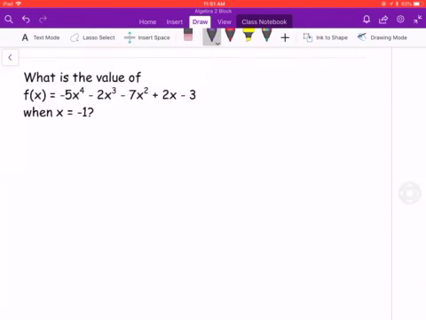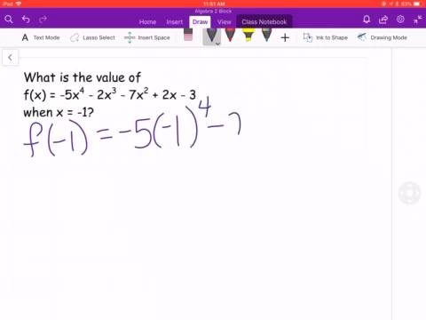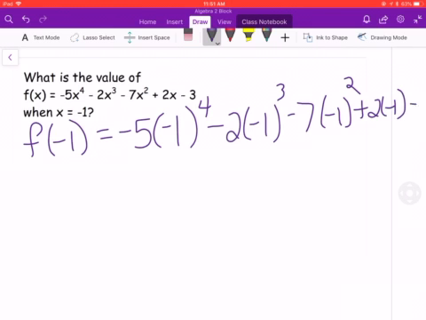All right. The last thing for today is just evaluating what is the value of this function when x equals -1, which means I want to find what is f of -1. So wherever I have an x, I'm plugging in -1. And then I'm just going to follow my order of operations to solve it. So you're going to do exponents first. So -5, and then -1 to the 4th power is +1.